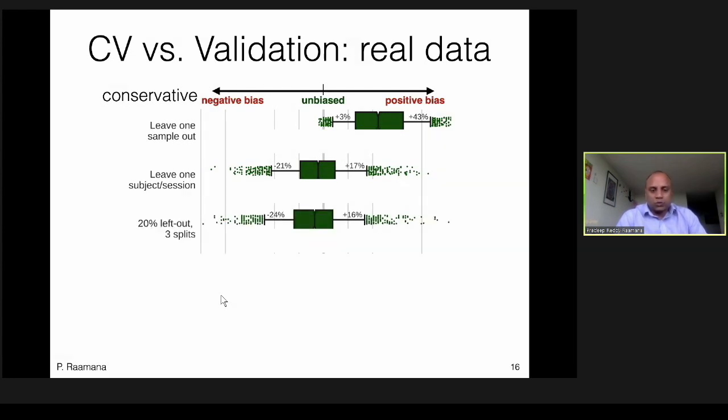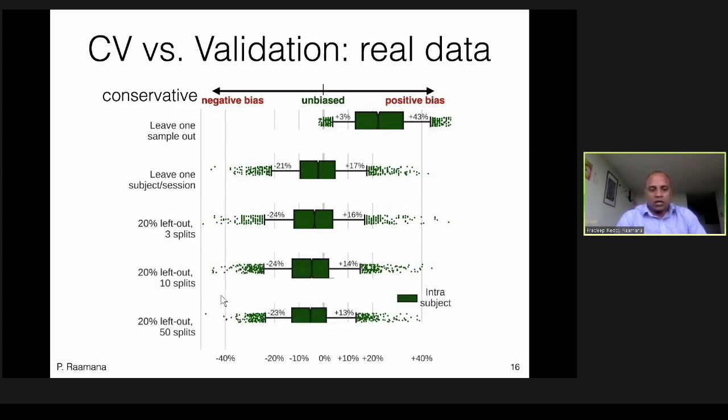And when you take 20% for reporting with 3 splits, as in 3 repetitions, you can see it performing similarly. And as you increase the number, the variance goes down a little bit, but you can see it's mostly negatively biased, although close to being unbiased.